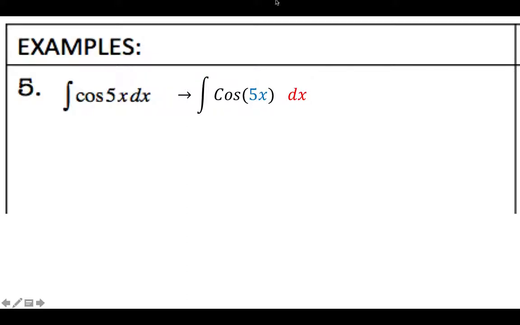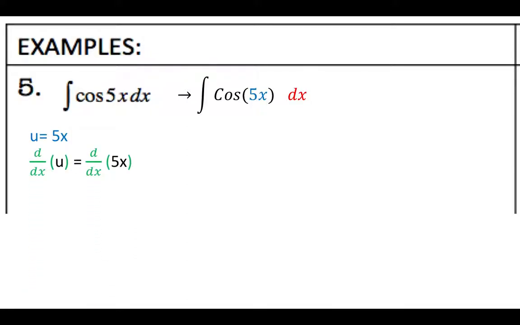This right here, we can rewrite with parentheses 5x. Basically, if I rewrite this function in this format, I can easily see that my inner function here is 5x. That's why I colored my inner function blue. The dx is always going to be in red because that is the process of U substitution. Alright, my first step, make the U equal to the inner function.